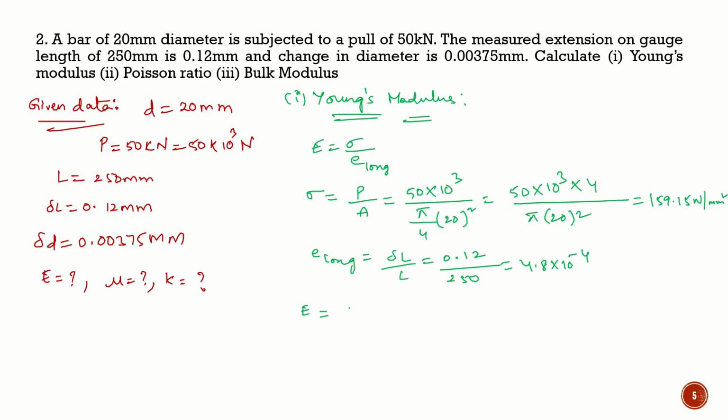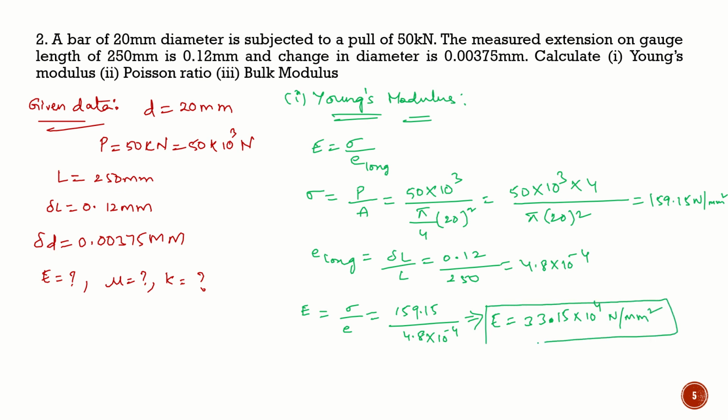E is equal to sigma by strain, correct? So which is equal to 159.15 by 4.8 into 10 power minus 4. The answer for Young's modulus comes out to be around 33.15 into 10 power 4 Newton per mm square are the units. So this is how you can calculate the value of Young's modulus. Now with the value of Young's modulus, we will calculate Poisson's ratio and bulk modulus.